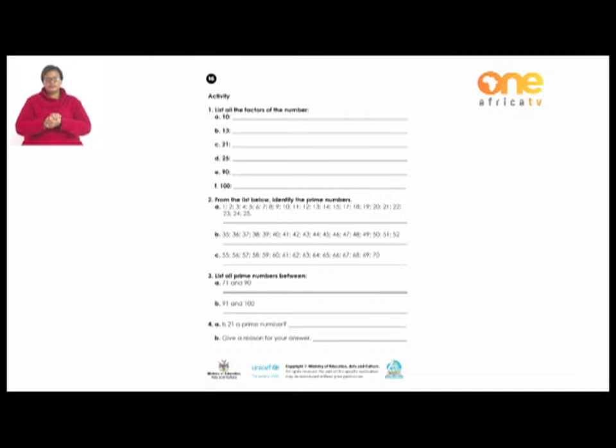3, you need to list all prime numbers between 71 and 90. B, between 91 and 100. Number 4, A. The question is asking, is 21 a prime number? You only need to say yes or no. B, you need to give a reason why you say yes or why you say no. Moving to page 17.